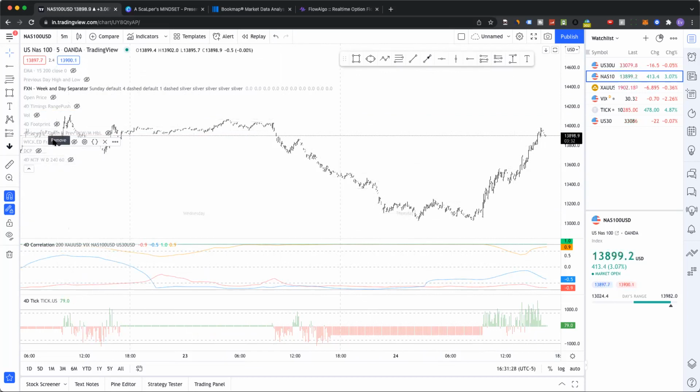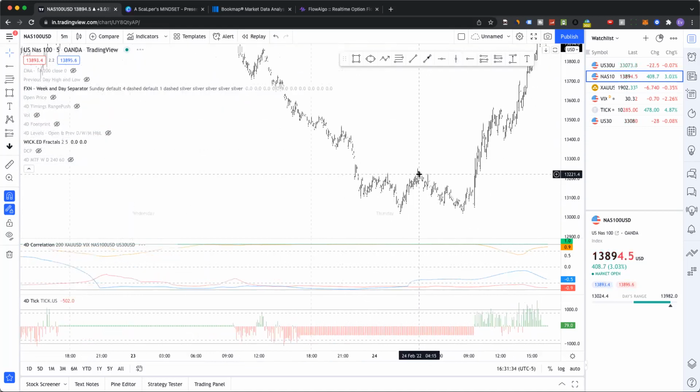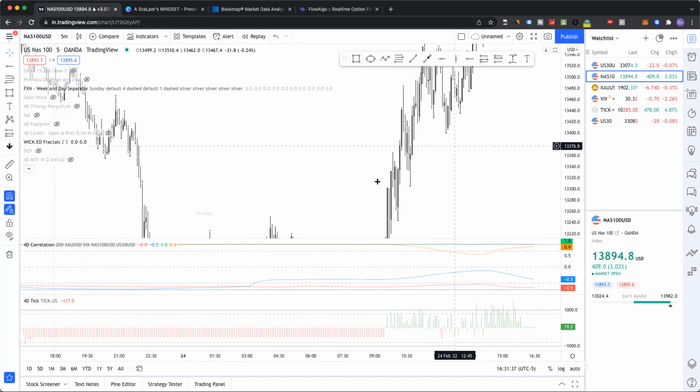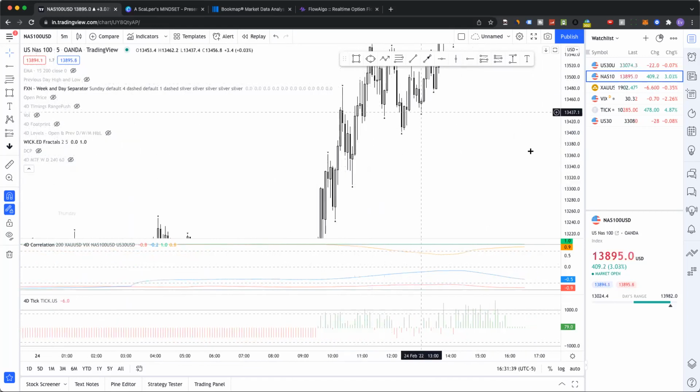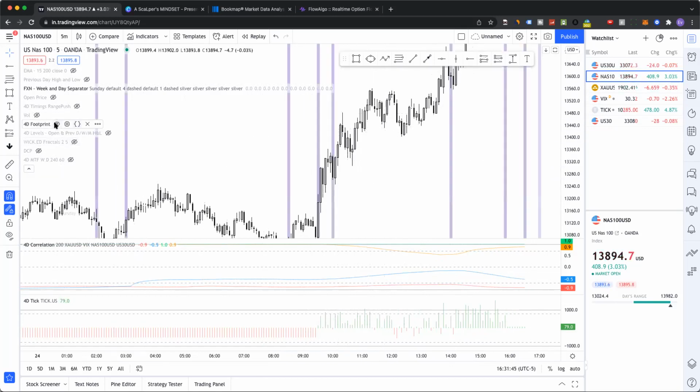Okay, and then I like to use the Wicked Fractals, which is made by Mitt. I don't know if you guys know him, but basically it's just going to show you your swing points. So it's just easier to identify your swing points, obviously. And then obviously we have our 4D footprint.